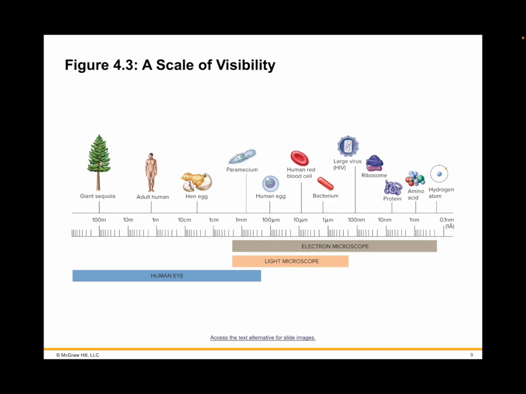If you look closely in your text at figure 4.3 on page 68, it shows you a scale of visibility. Note on the left-hand side, the giant sequoia, as opposed to a hen's egg. And then from there, things get drastically smaller and smaller to the paramecium, the human egg, red blood cells, bacteria, and a large virus, in this case the human immunodeficiency virus. Then on to the ribosome, the protein, amino acid, and ultimately the hydrogen ion. How small they are.